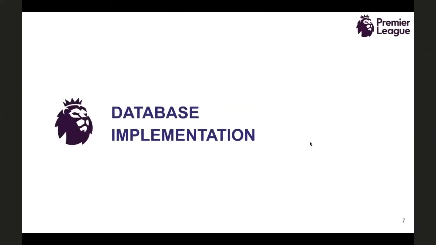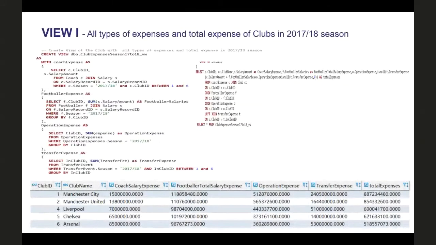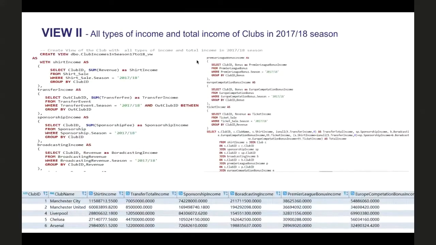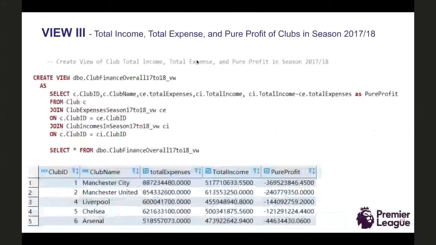The second part is database implementation. The first view is about all types of expenses and the total expenses of clubs in the 2017-18 season. The second view is about all types of income and the total income of clubs in the 2017-18 season. The third view combines the first two views to present total income, total expenses, and the pure profit of clubs in season 2017-18.